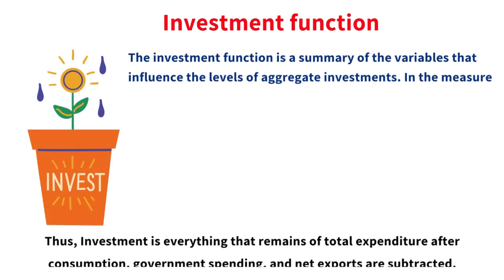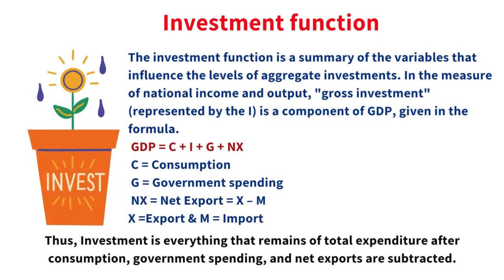Next topic is investment function. The investment function is a summary of the variables that influence the level of aggregate investments. In the measure of national income and output, gross investment is a component of GDP given in the formula GDP equals C plus I plus G plus NX. C means consumption, G means government spending, NX means net export equals X minus M. Here X means export and M means import. Thus investment is everything that remains of the total expenditure after consumption, government spending and net export are subtracted.